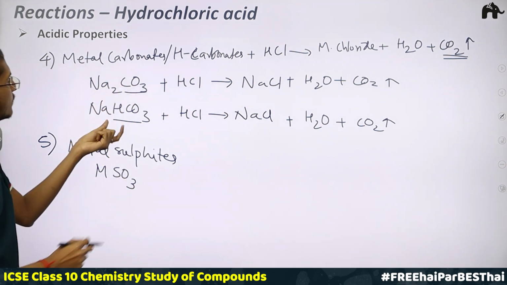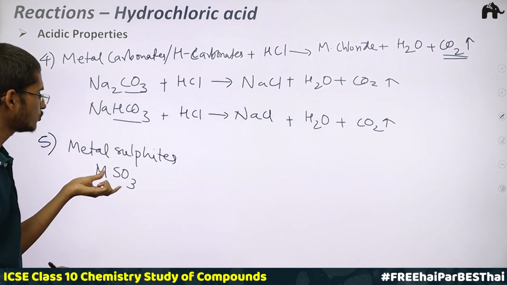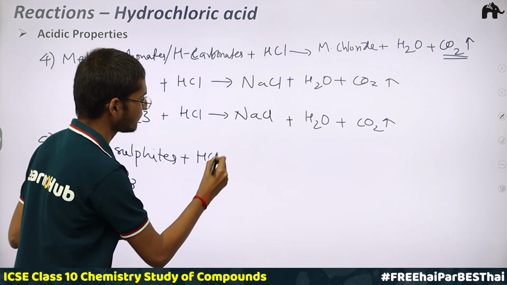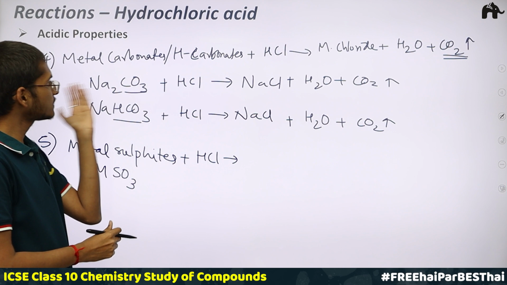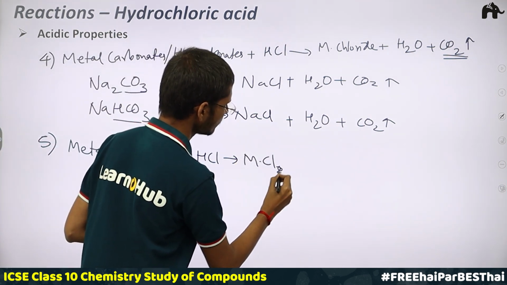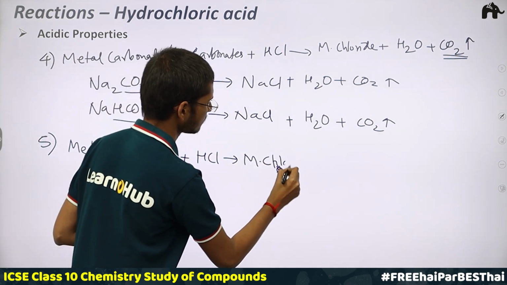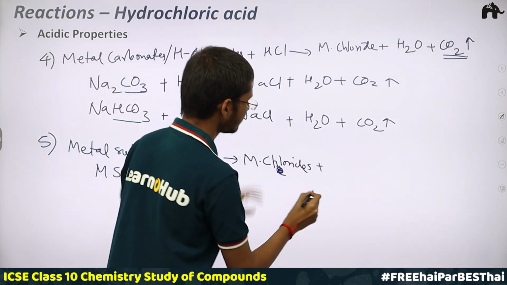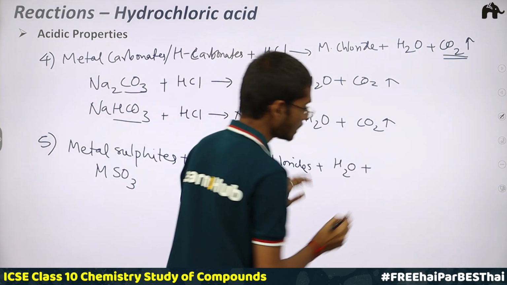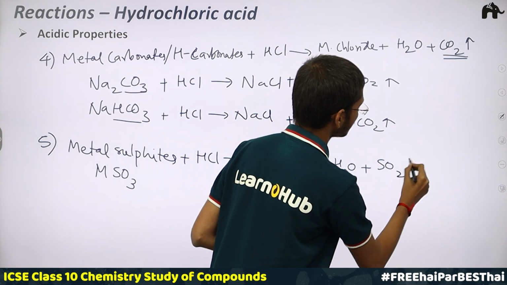Here it was the CO3 group, here it was the HCO3 group in hydrogen carbonates. In sulfites, it is the SO3 group. When they react with HCl, the product is similar to that of carbonates and hydrogen carbonates. It would also form metal chloride, and then water would be formed, but now in place of carbon dioxide, sulfur dioxide gas would be released.